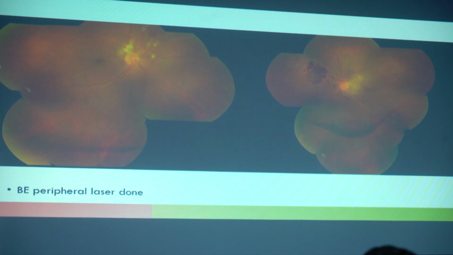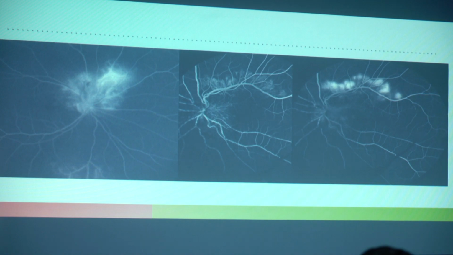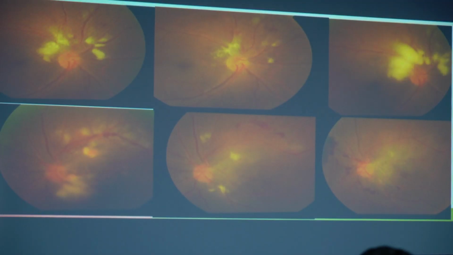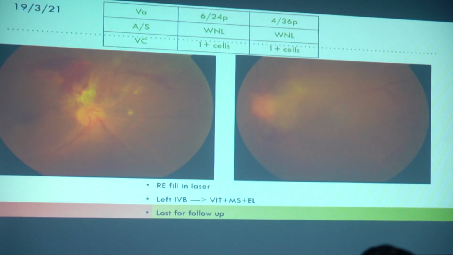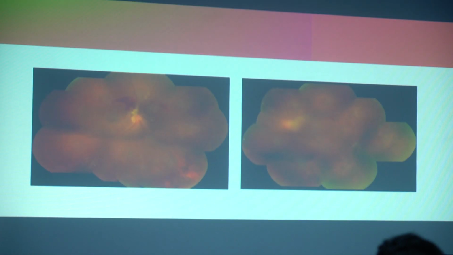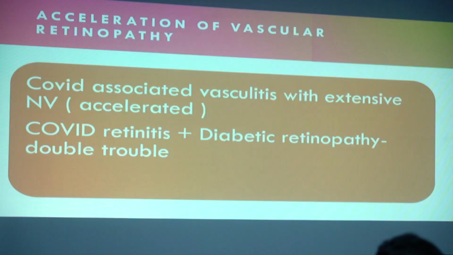Then even the peripheral laser was done. You can see some subhyaloid hemorrhages here. She was planned for surgery after this. That's because I have only 1 minute. And then after that she was lost to follow-up. She was planned for surgery in the left eye following intravitreal bevacizumab. And we could not get a picture.